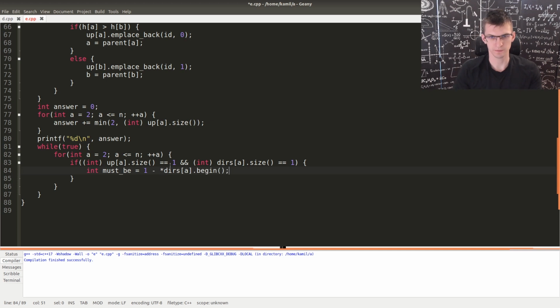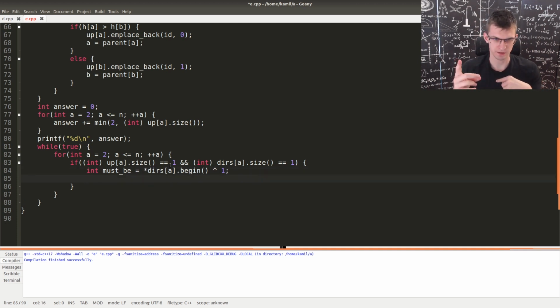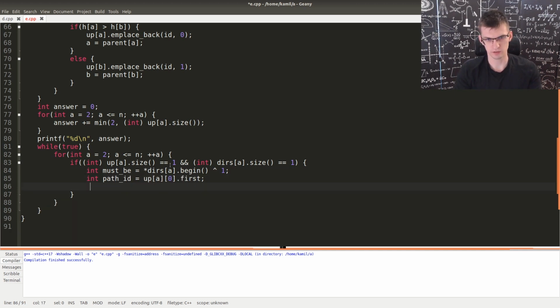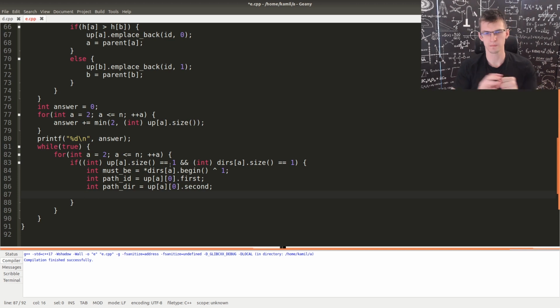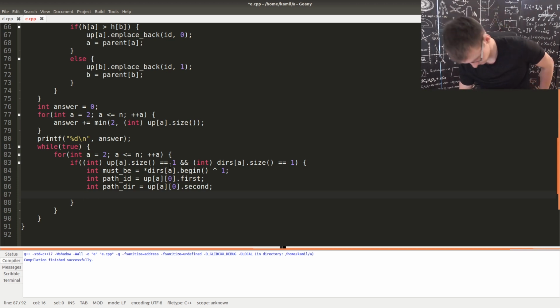So fade at the beginning. This is the only element, maybe this is better. This color XOR 1, it will be the other color. This is the one I need, I mean the other direction. Now path ID is up of A of 0 dot first. Path dir is up of A of 1 of 0 dot second. I'm making this cubic first, then I will improve.